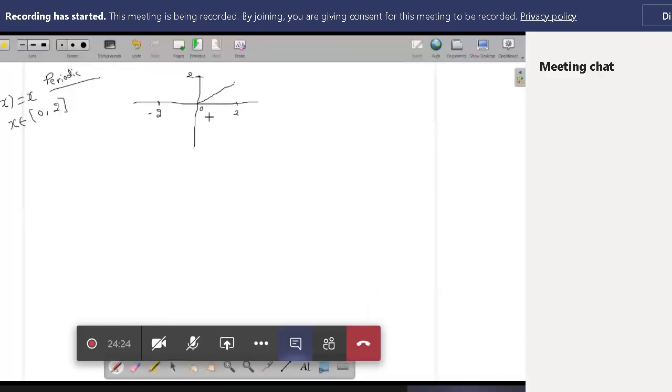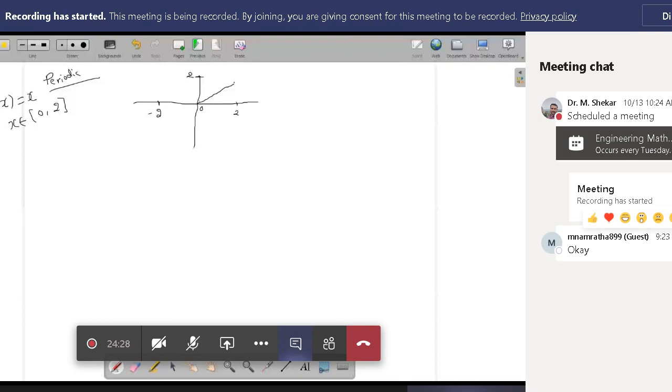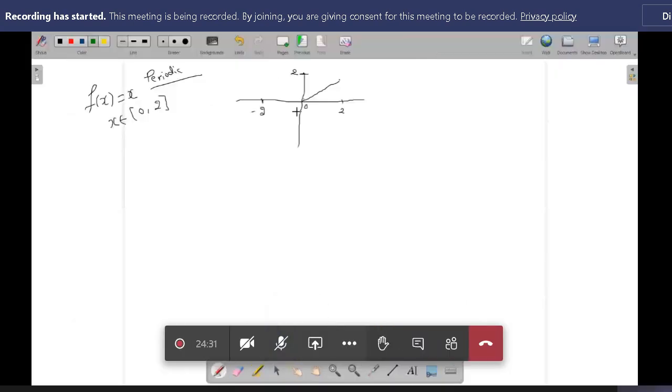If I wish to extend this as an odd function, the curve will reflect, it is symmetric about the origin. That means an odd periodic extension. So it goes again up to -2. In the entire -2 to 2, f of x is now an odd function, not an even function. So this we call odd periodic extension.